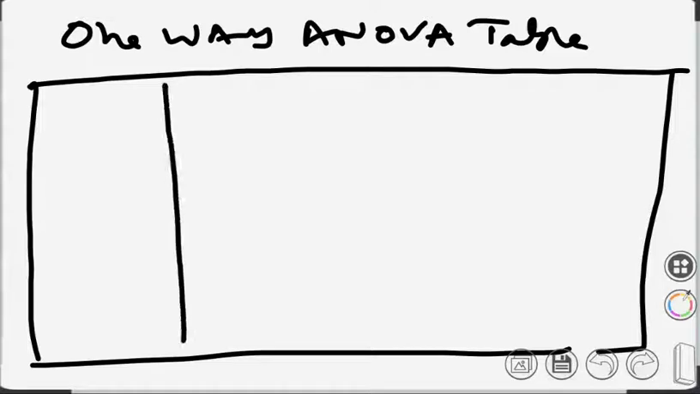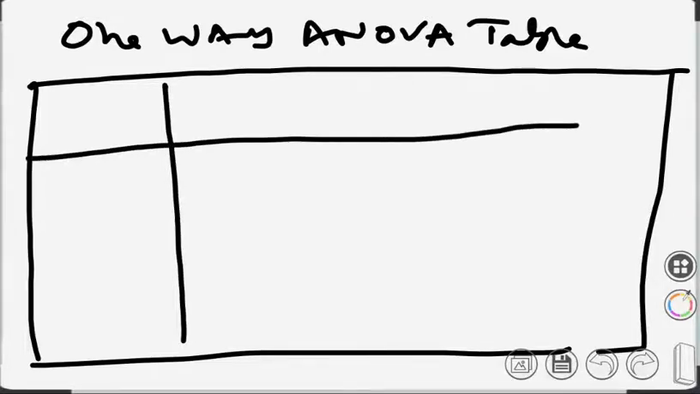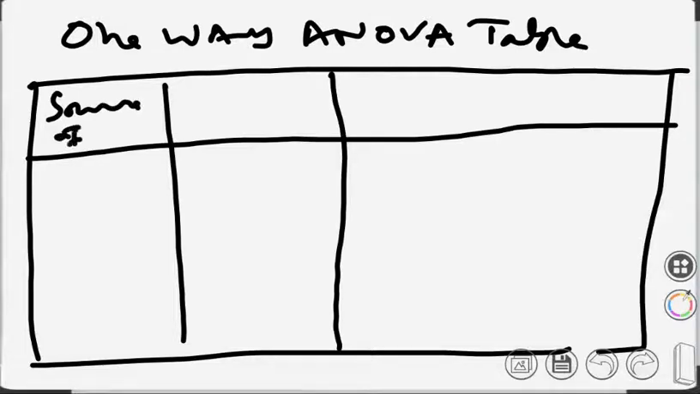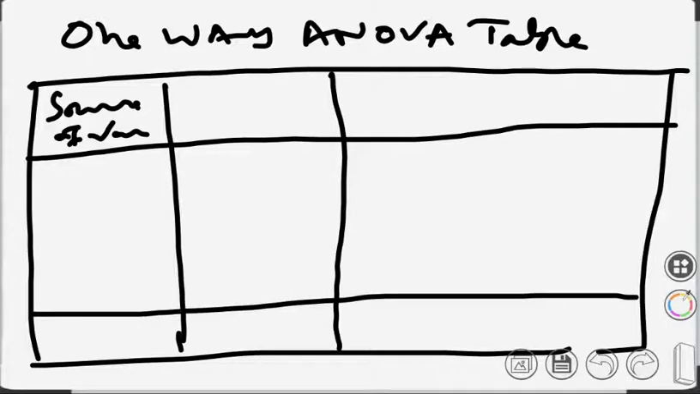This is the table that we have to write. We have to find these values. In the first column is the source of variation. I don't have much space, so I cannot write too many things. So source of variation. Then the next column is sum of squares.